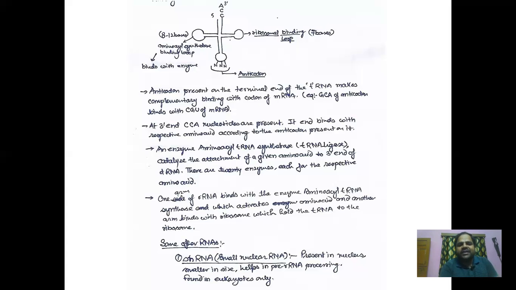So aminoacyl tRNA synthetase, or tRNA ligase, catalyzes the attachment of amino acid to the 3' end of tRNA. It means different amino acids will get bound to this tRNA by this enzyme called aminoacyl tRNA synthetase. The next point is one arm of tRNA binds with the enzyme aminoacyl tRNA synthetase, which activates the amino acid, and another arm binds with the ribosome, which holds the tRNA to the ribosome.